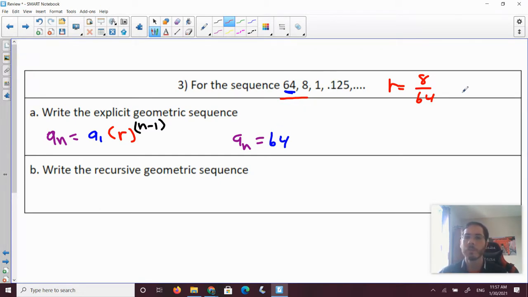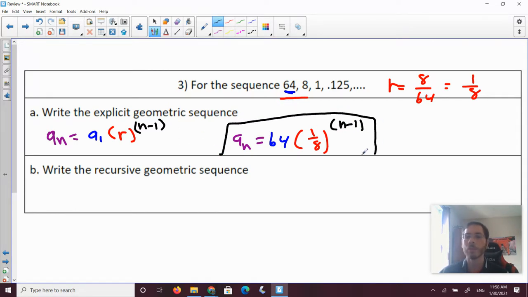Even the middle ones are a little bit more convenient because then we don't have to reduce to 1 over 8. But we're multiplying by 1/8, or we're dividing by 8 every time, because 64 divided by 8 is 8, 8 divided by 8 is 1, 1 divided by 8 is 0.125. N minus 1 never changes, that stays as n minus 1. And that's it, it just asks us to write the sequence, so the sequence is over.